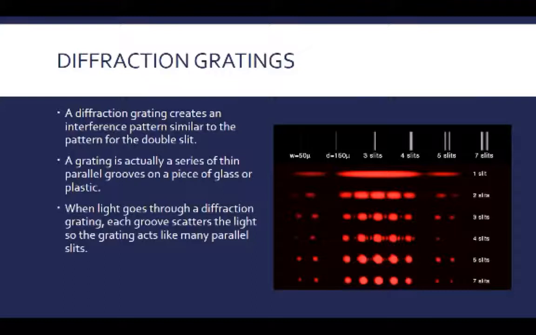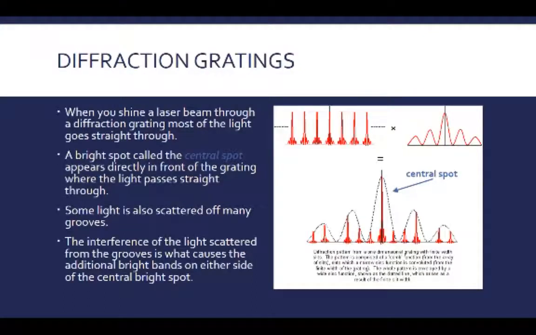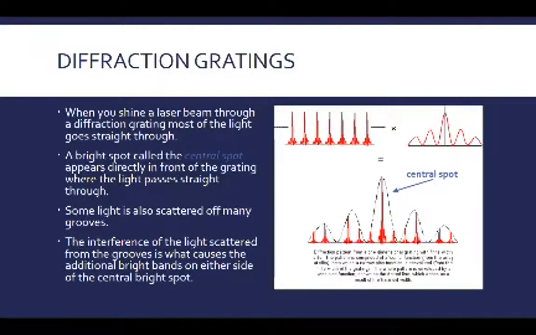So when you shine a laser beam through a diffraction grating, and I wish we were in person to be able to do this, most of the light goes straight through it. This produces the brightest spot, known as the central spot, directly in front of the grating where the light passed straight through. However, some of that light is also scattered off the many grooves in the diffraction grating and creates interference patterns. The interference of light scattered from the grooves is what causes the additional bright bands on either side of that central spot.